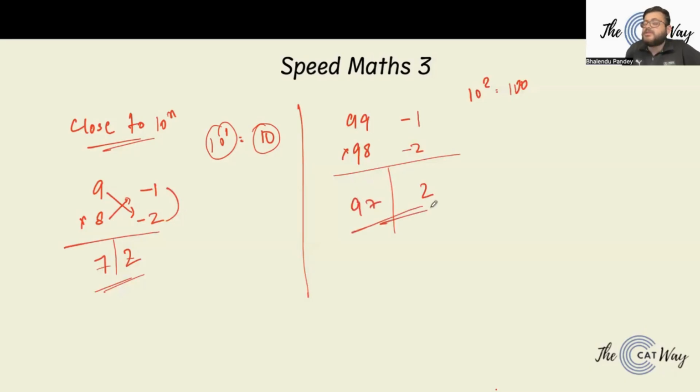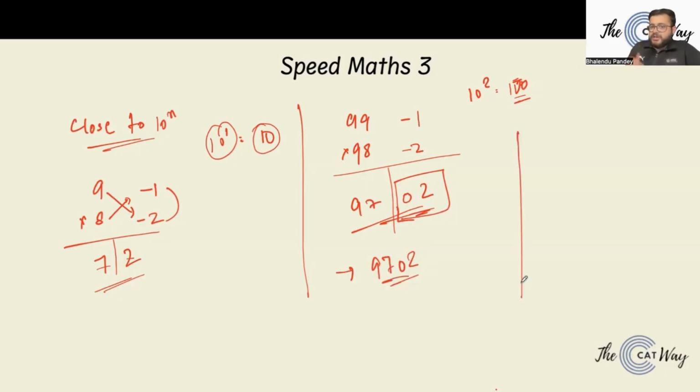But can this be the answer? No. Why? Because on the right hand side, the number of zeros in the nearest power of 10 available has to be the number of digits on the rightmost side, right? So there are two zeros available over here. So there should be two digits over here, but we have a single digit. So now what do we do? We add simply a 0 over here, right? And we get a final answer as 9702. Correct? समझ में आया? एक और क्वेश्चन करते हैं, right?